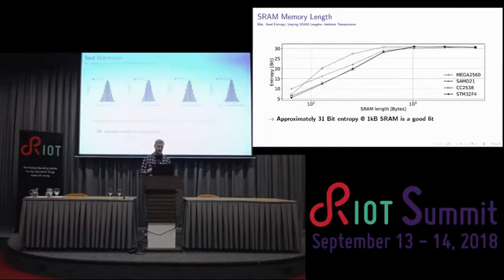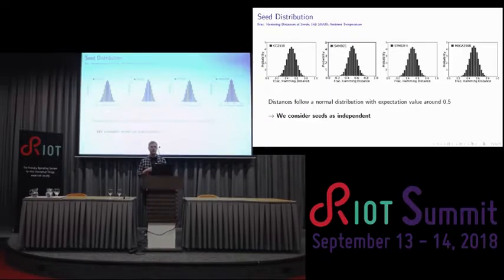Furthermore, we checked the distributions between seeds of one device, that is, the distribution of Hamming distances between seeds, to see how they vary among each other. And as you can see, for all the devices that I mentioned here, the distribution of Hamming distances follows a normal distribution around 50%. So we consider the seeds independent.